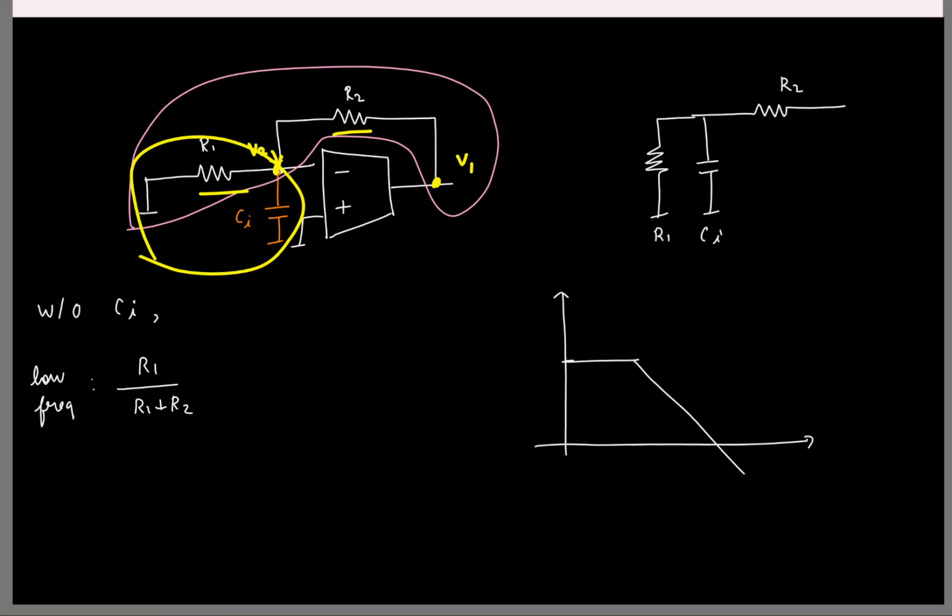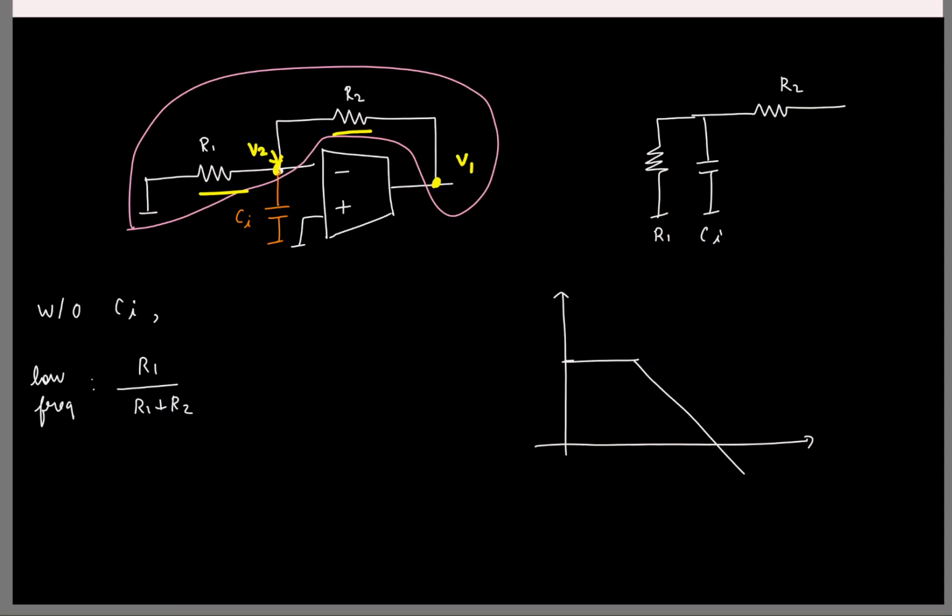And here it is R2. So at high frequencies, the problem is arising because I have the voltage division happening between a resistor and a capacitor, two different elements with different phases. Is that fine? At low frequencies, we don't have the problem because there we have the division between two similar elements with the same phase.